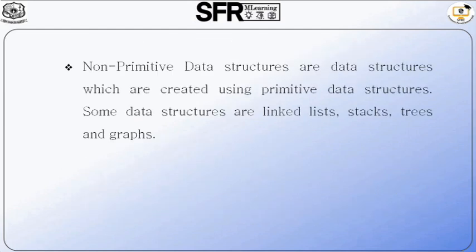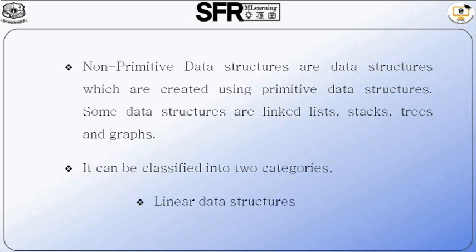Next, non-primitive data structure. Non-primitive data structures are data structures which are created using primitive data structures. Examples of some data structures are linked lists, stacks, queues, trees and graphs. And also it can be classified into two categories: linear and non-linear data structure.